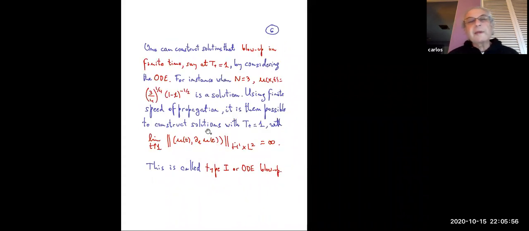We just ignore the space dependence and just solve the ODE. And this turns out to be, when n equals 3, a solution which clearly ceases to exist at time 1. Now, of course, this is not a solution that arises from data in the energy space, but using finite speed of propagation, we can truncate the initial data at time 0 and then have solutions which at time 1 blow up by having the H1 cross L2 norm become infinite. We will call this type of blow up type 1 or ODE blow up.